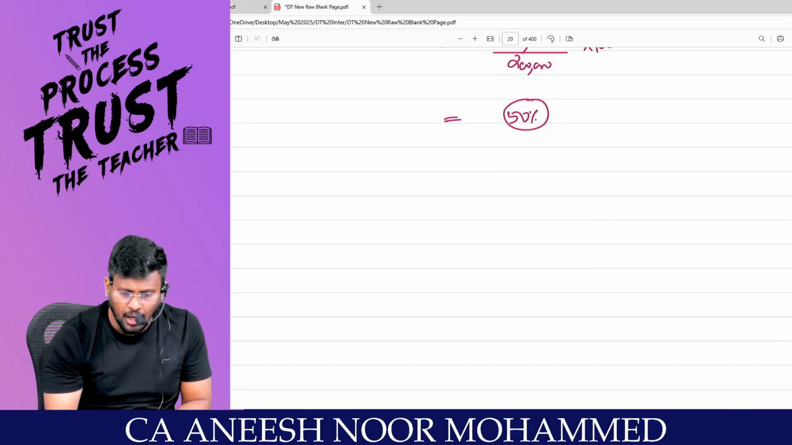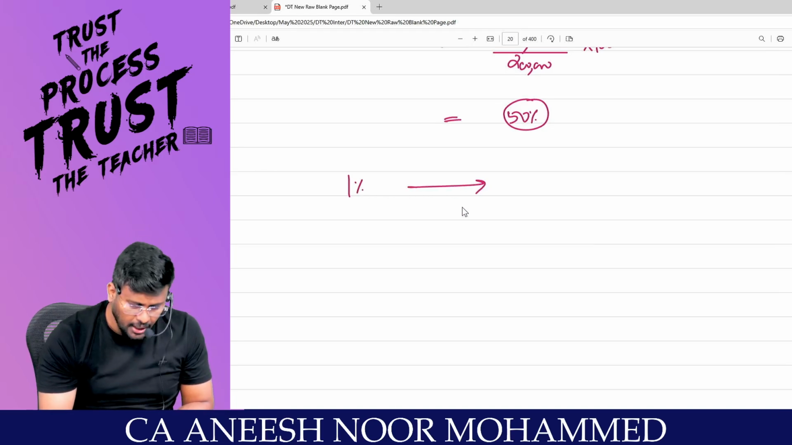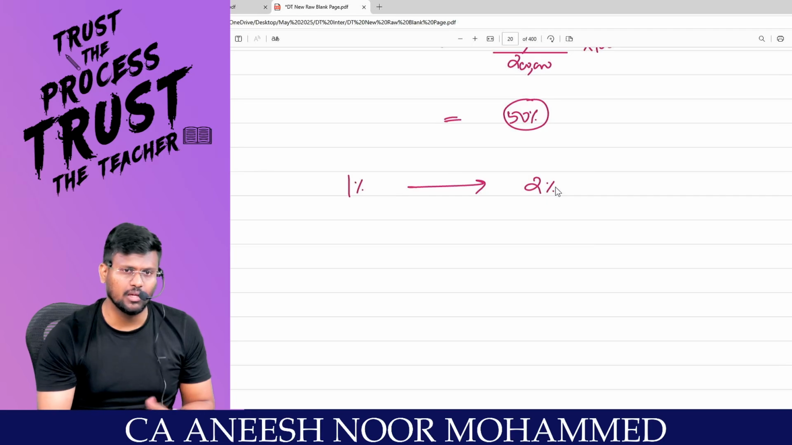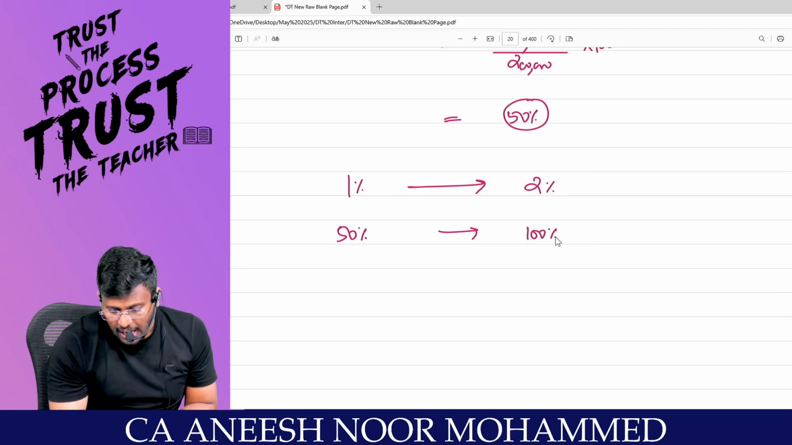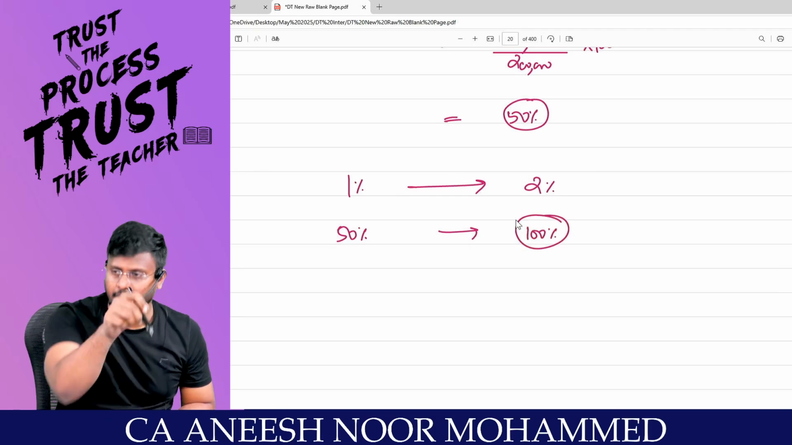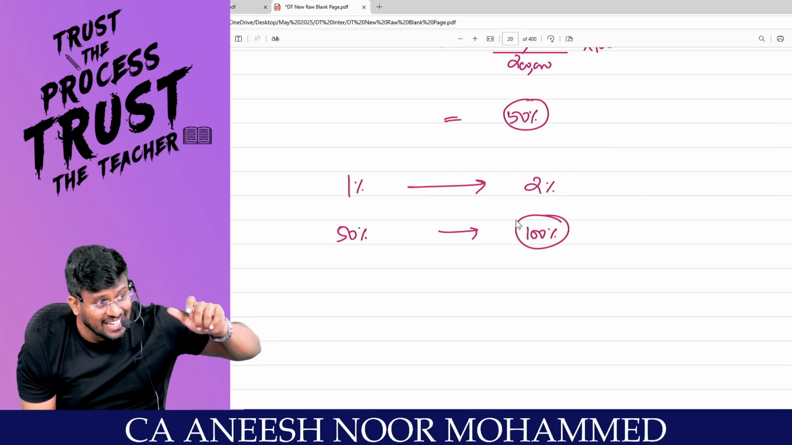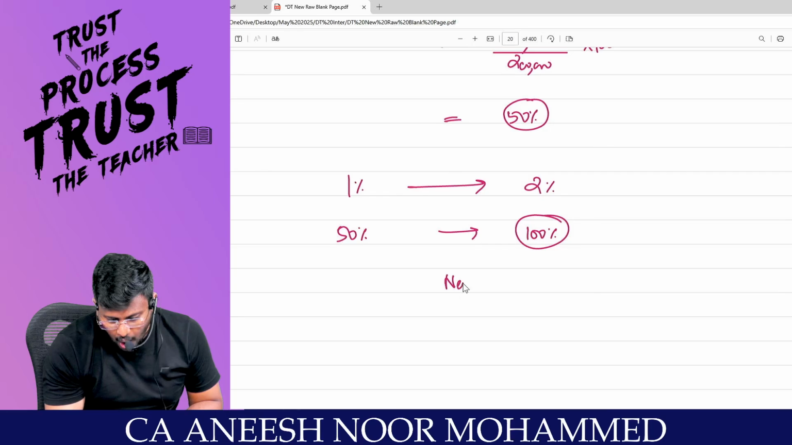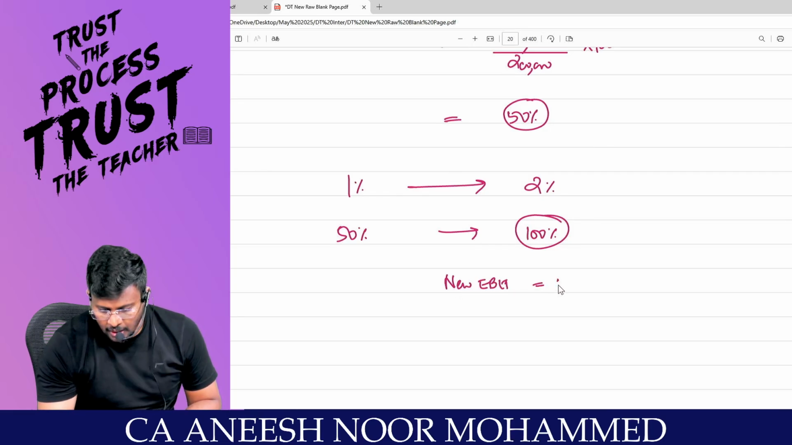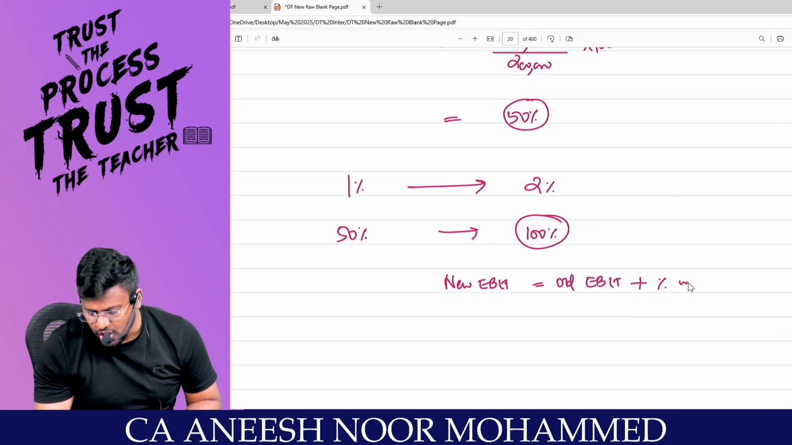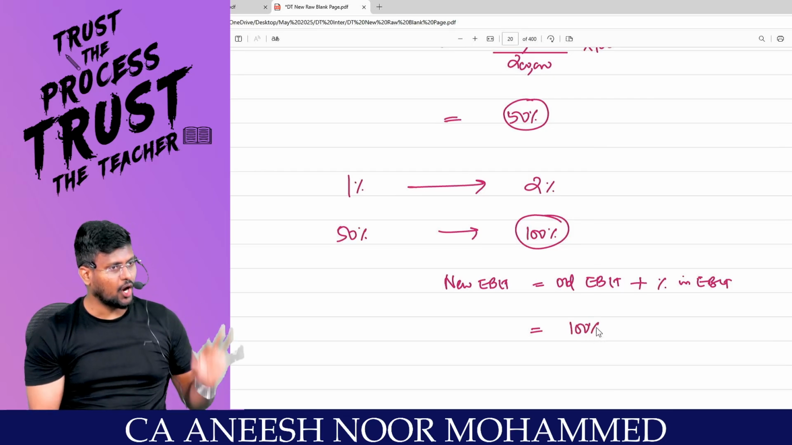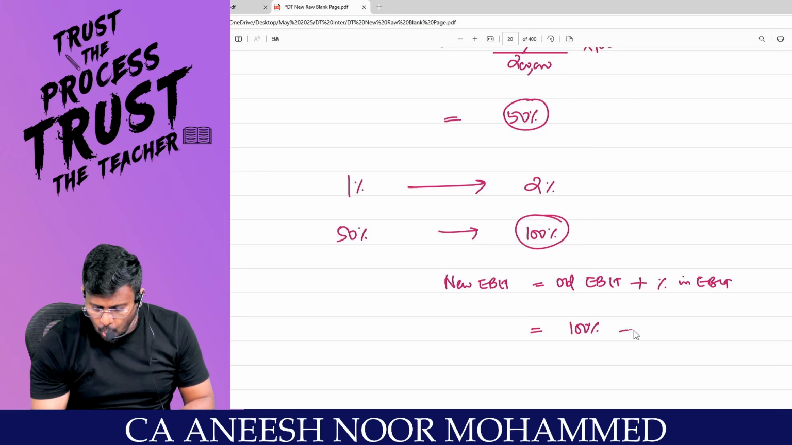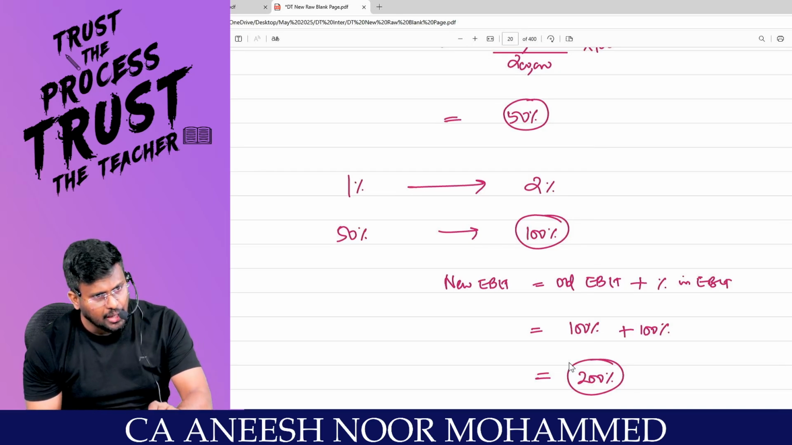What is our formula? If 1% change in sale will lead to 2% change in EBIT. Correct? How much percent sales changed? 50%. So 50 into 2, 100% should be the change in EBIT. It is not the new EBIT. So, sir, what new EBIT is equal to? Old EBIT plus change in EBIT. Hello. Always the old EBIT will be 100%. What is the change? 100%. So 100 plus 100 will be 200% will be the new EBIT.